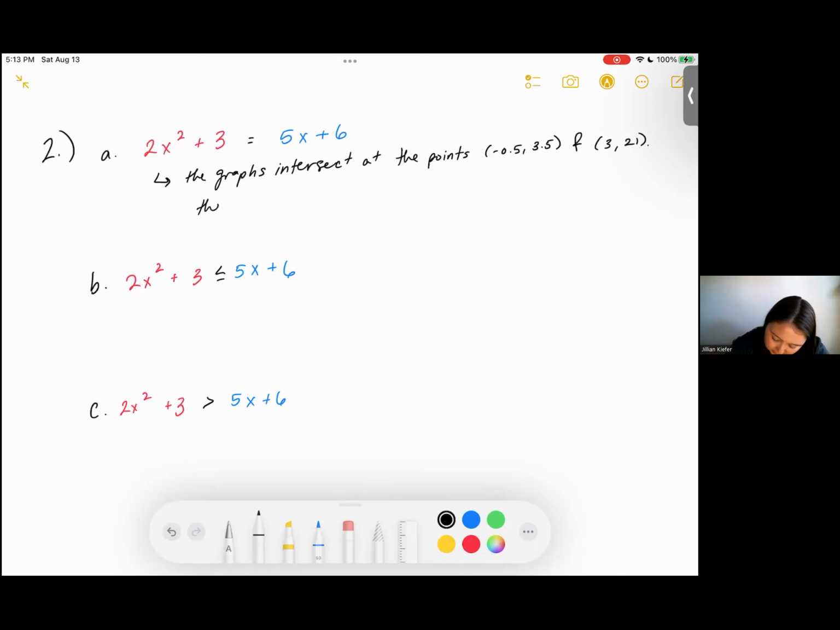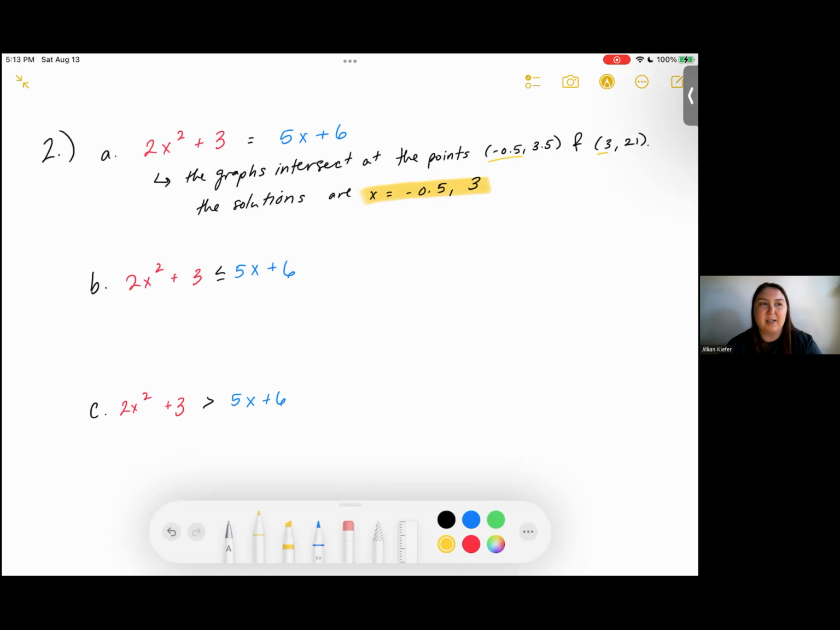This means the solutions are x equals -0.5 and 3. And remember, they correspond to the x values, we don't necessarily care about the y values. Of course, we care a little bit in the sense of what they are, but we don't care as far as the answer goes. So those are our answers for part A, negative 0.5 and 3. So now let's go ahead and do part B. We want to know, when is 2x squared plus 3 less than or equal to 5x plus 6?